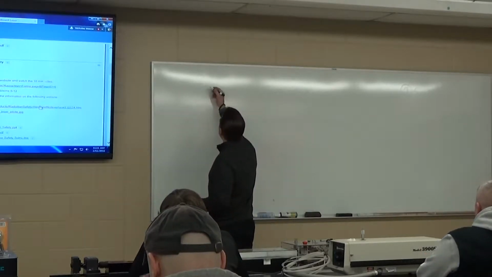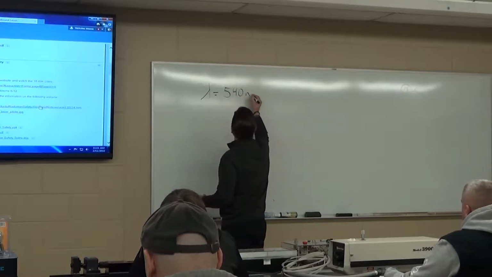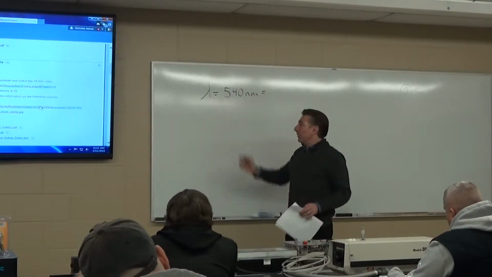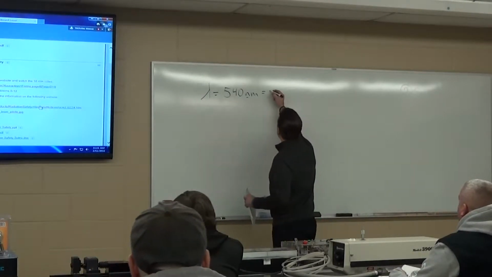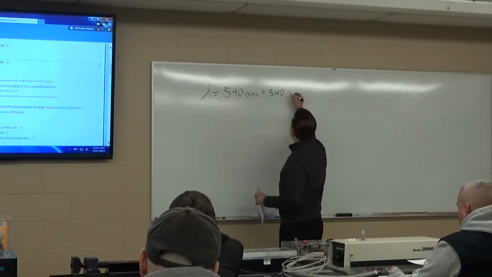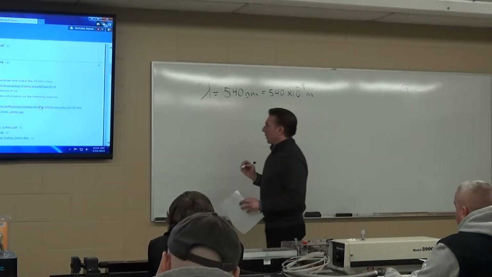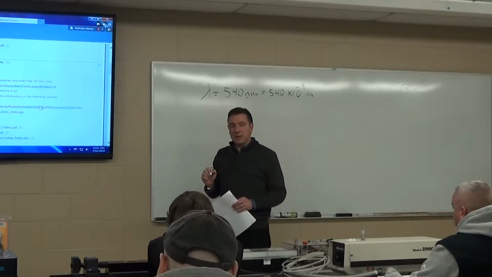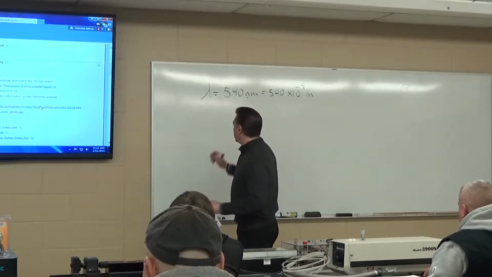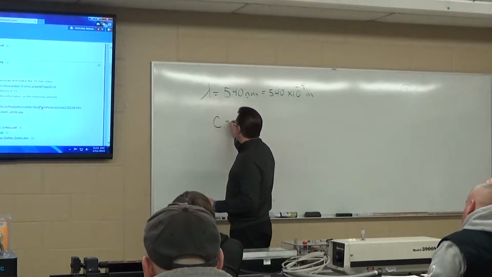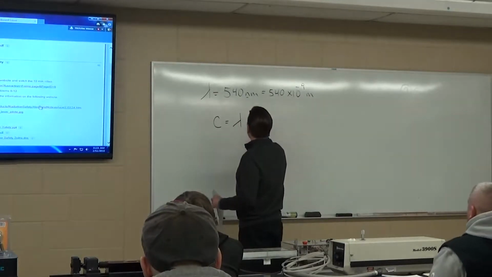What we know is the wavelength, lambda, is 540 nanometers. Nanometers means what? 10 to the minus 9. So we have 540 times 10 to the minus 9 meters. Okay? So we have an equation that relates frequency, speed of light, and wavelength. You guys remember what that was? C is equal to lambda, wavelength, times frequency, right? Yeah.